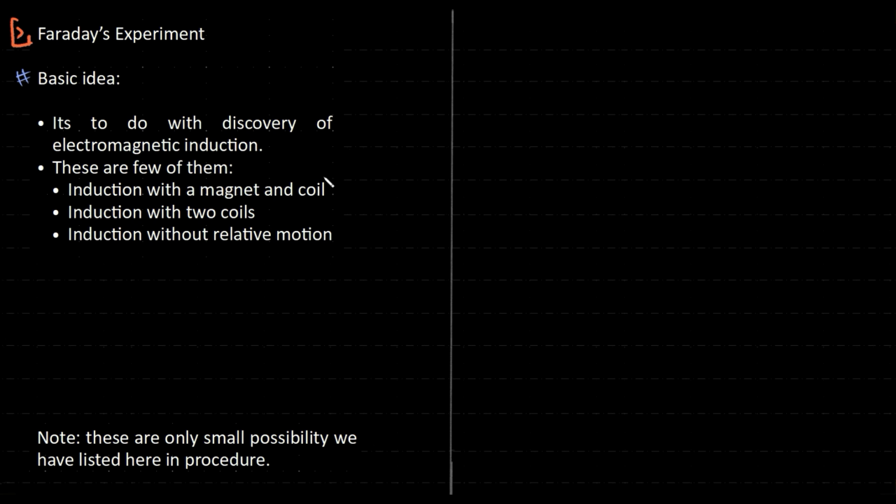These are a few of them. So induction with magnet and coil, induction with two coils, induction without relative motion. So what we looked at was motion. These two have to do with motion, and the last one is not to do with motion. So how are we able to do this without motion? That's what we're trying to learn. One thing over here is these are only small possibilities. There are a lot more variations.